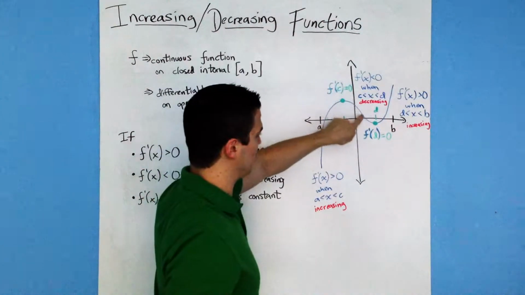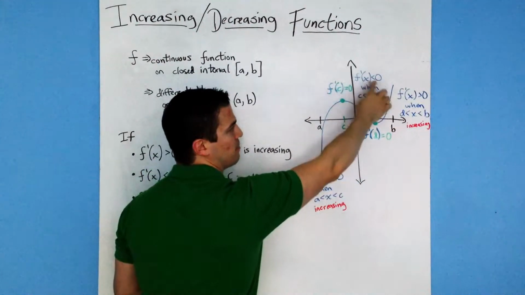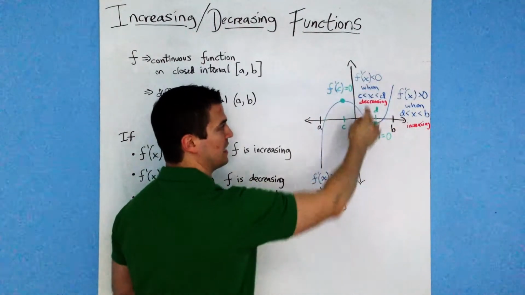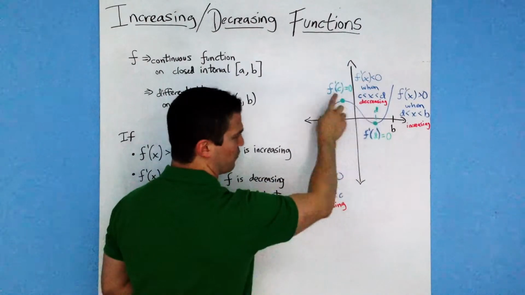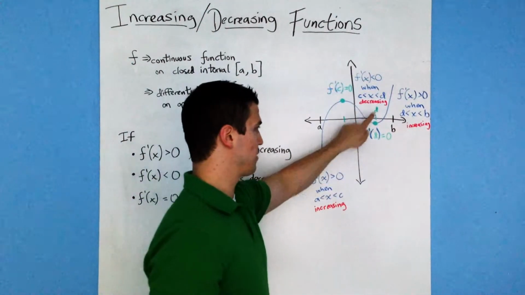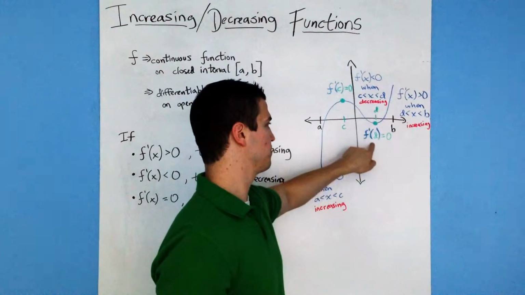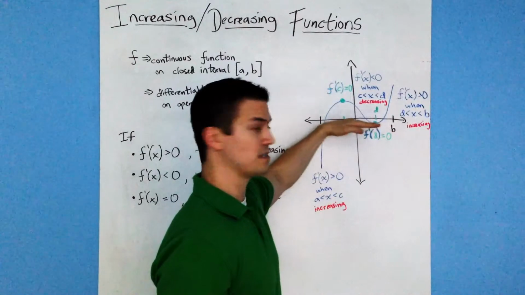Now, because it starts going down, it's decreasing. So from c to d, the f prime of x is less than 0, so it's negative for this interval here. So that means it's decreasing. Okay? Now, I have another critical number right here at d, where f prime of d is equal to 0 at this point, because it's a horizontal tangent line.